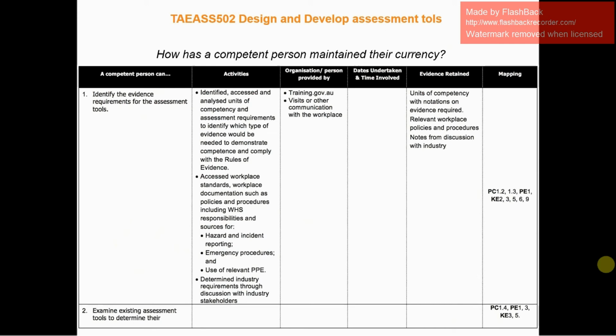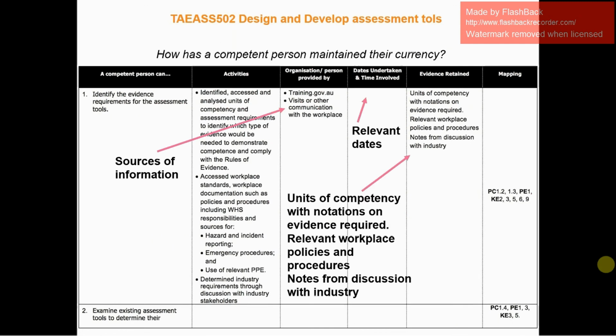So you can see how they're lining up there. I've then indicated the sources of information, where I got this information from: from training.gov, from communication or visits to the workplace. There would have been a series of dates that I would put in there to show when I actually gathered this information. And down at the end there is the sort of evidence I would retain. So I will keep copies of the units of competency with any notations on there about the evidence required.